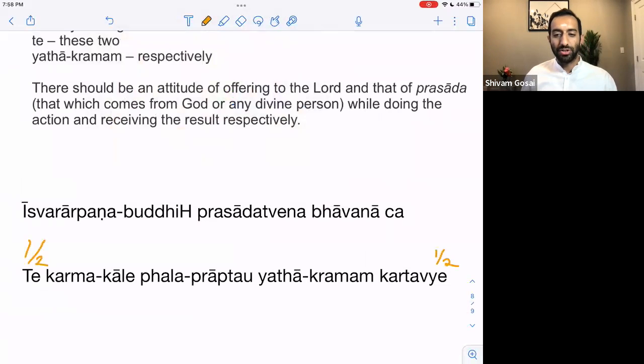Those two should be done. Which two? Knowing the context helps: if you read the whole sentence, Ishvara Arpana Buddhi and Prasada Bhavana, those two should be done. This is the main part of the sentence. Let's look at it. Ishwarapana buddhihi prasadatvena bhavana cha.